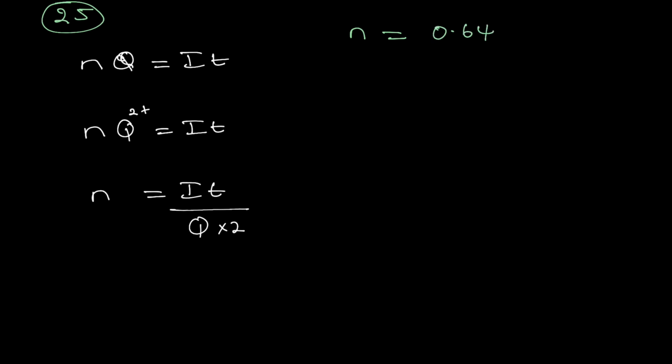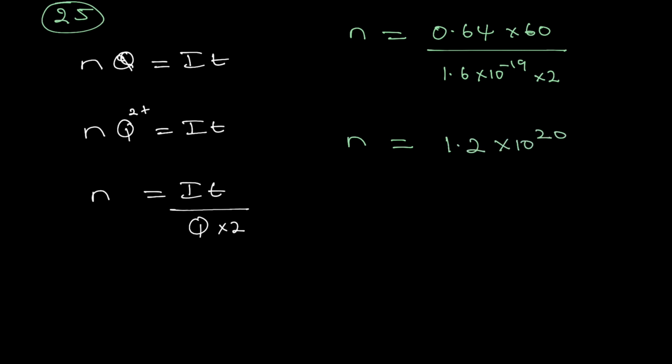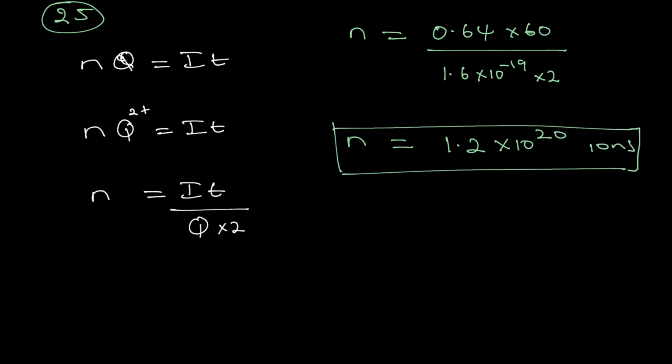So N will be equal to current, which is given to us as 0.64, and the time is 60 seconds, so times 60, over the charge. The charge is 1.6 times 10 to the power minus 19, but times 2 because the charge is double. Therefore N will be equal to 1.2 times 10 to the power 20 ions. And what gives us that? That's C.